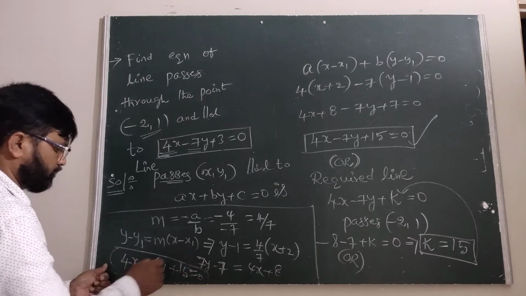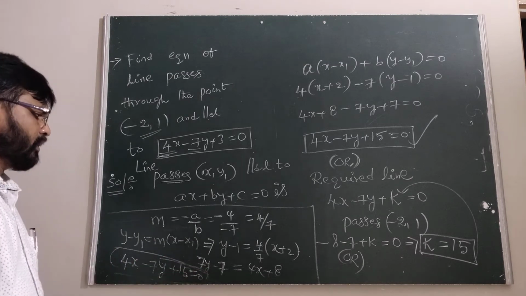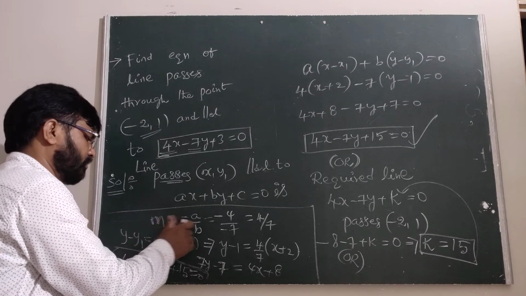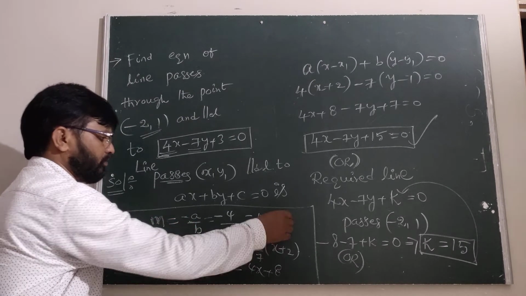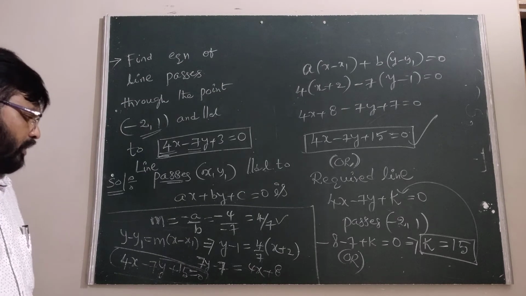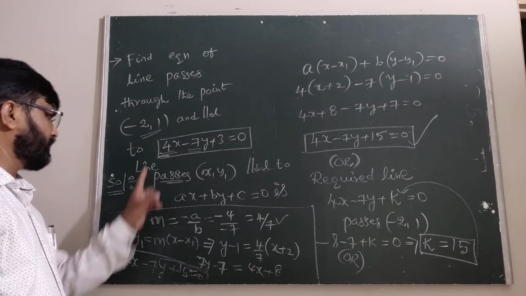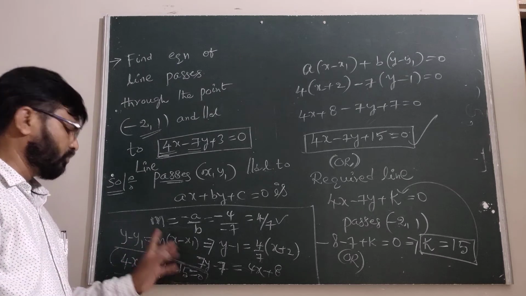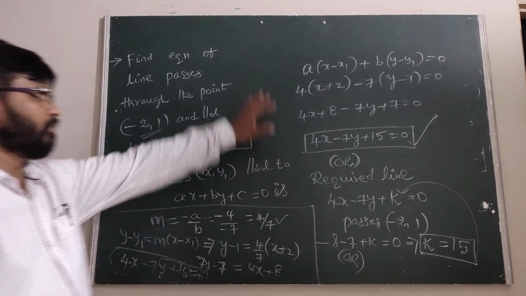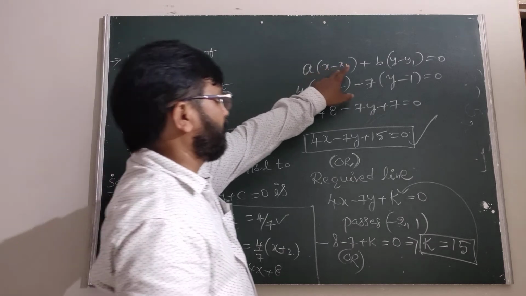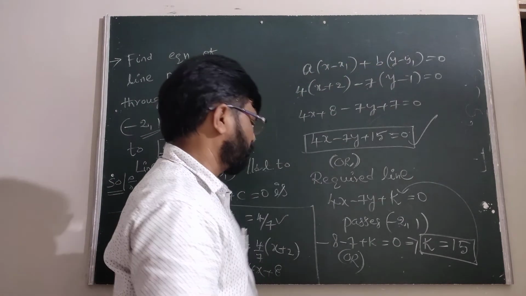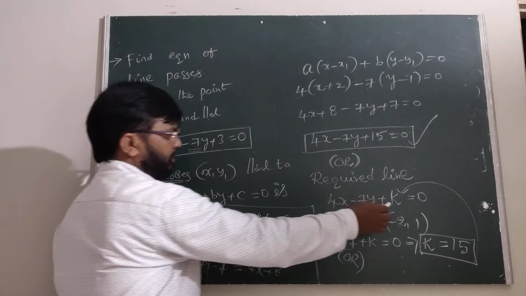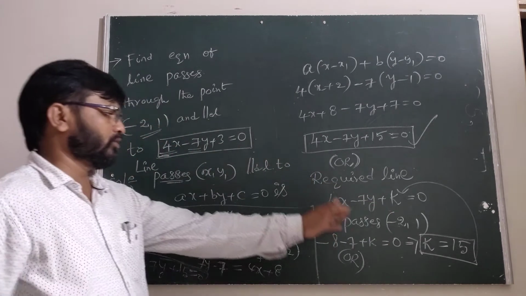Therefore, this is also another method. In this method, we first find the slope of the line, which is −a/b, that is 4/7. Now the equation of the line passing through (x1, y1) with slope m is y − y1 = m(x − x1). Another is the direct formula, a(x − x1) + b(y − y1) = 0. In the second method, we take only the difference by the constant, then it passes through the point.